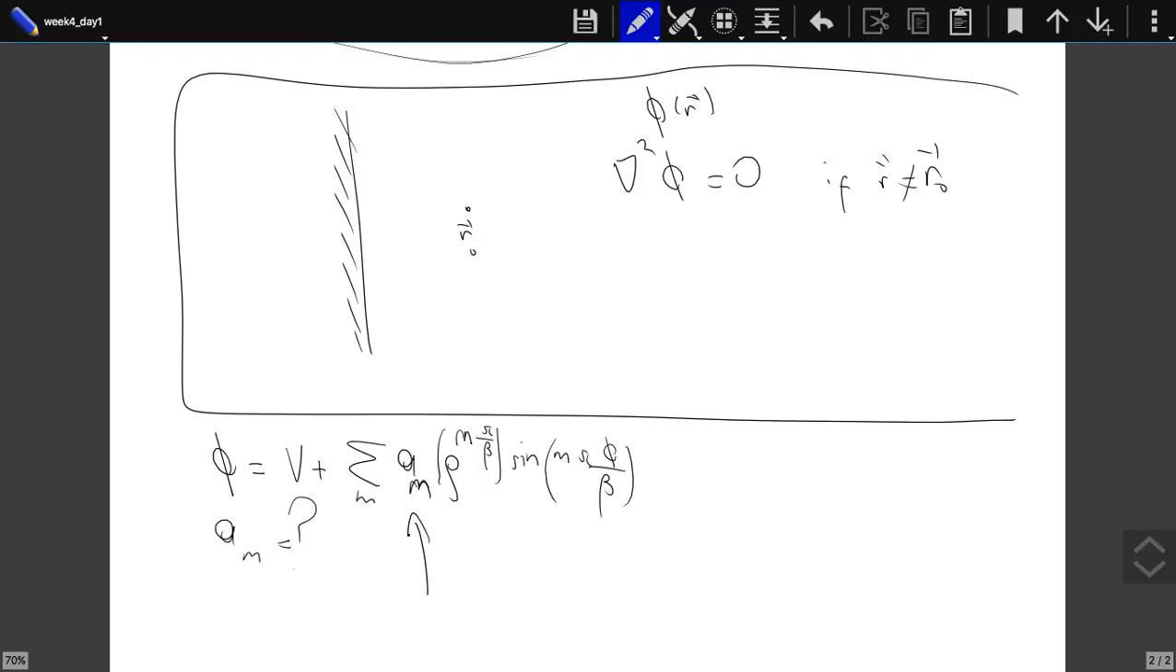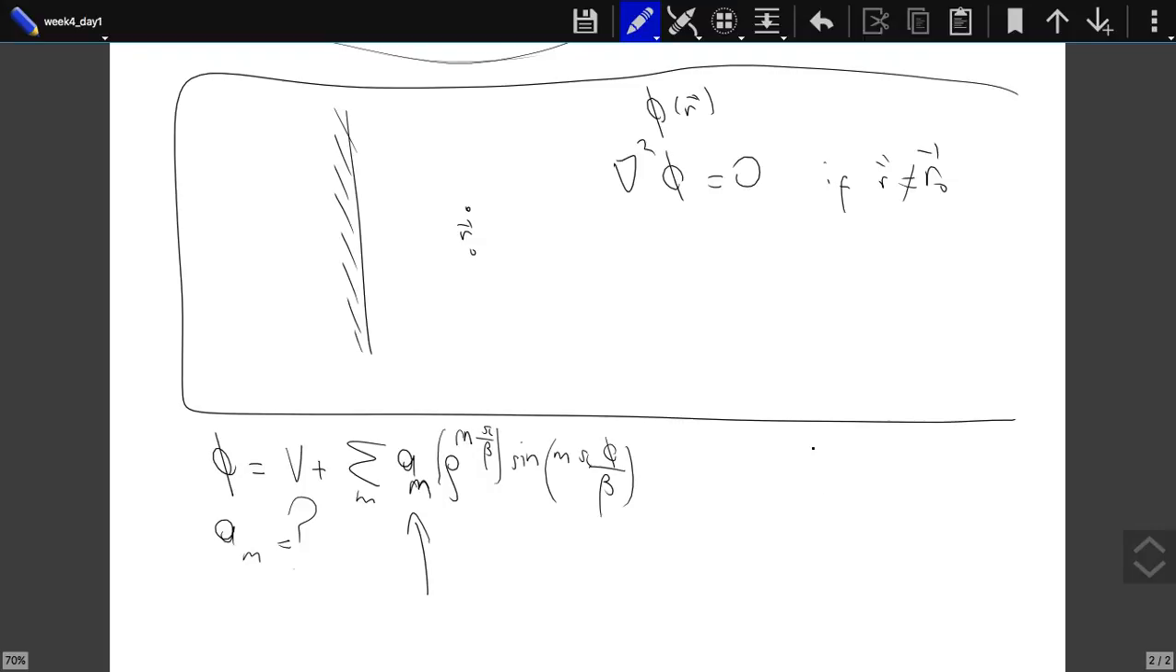For example, if beta is, let's say, larger than pi, then you have the m is equal to one term. Well, the m is equal to one term has the rho dependence. Rho is equal to rho to the power pi over beta. Beta is larger than pi, so the exponent of rho is smaller than 1. If you take the derivative with respect to rho, that will be the radial component of your electric field, then that term will have a rho to a negative power.